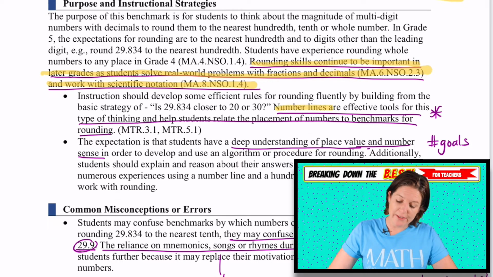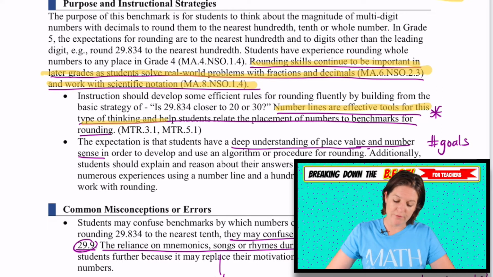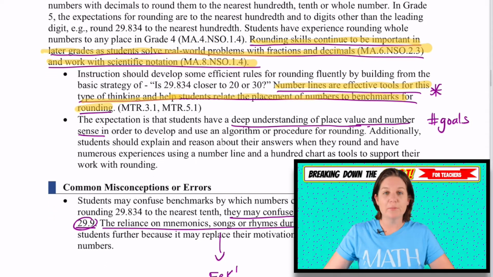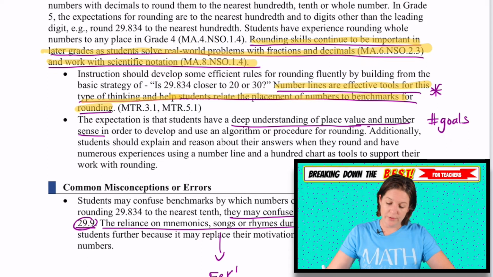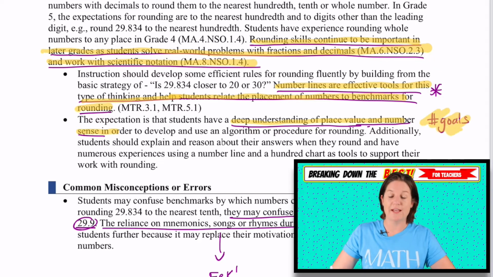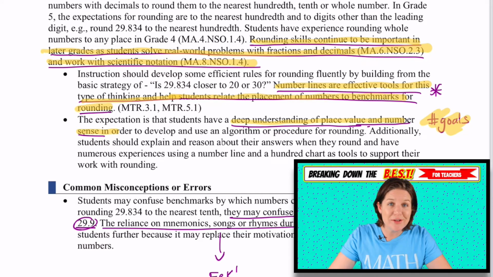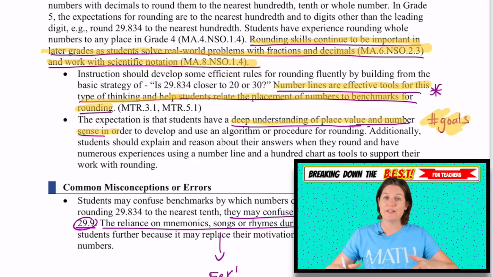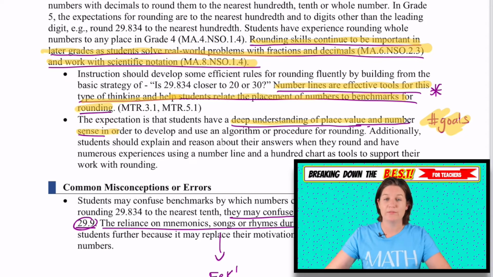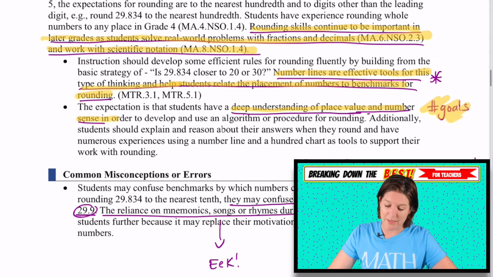So number lines are an effective tool for this type of thinking and help students relate the placement of numbers to benchmarks for rounding. We'll talk about benchmarks in just a second, but number lines are a super helpful tool because they provide a deep understanding of place value and number sense, which is what we want, right? That's that goal. I know that as teachers, we say a lot like, oh, these students, they do not know their place value. They don't have a deep understanding of it. And right now in these standards, they're trying really hard to provide a ton of standards based on place value to give them that meaning.